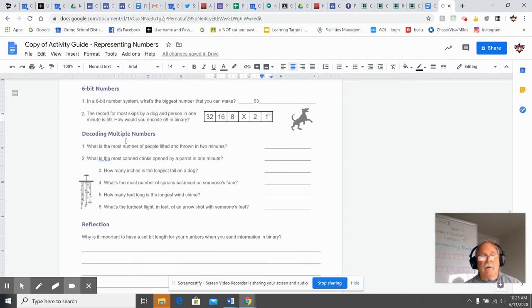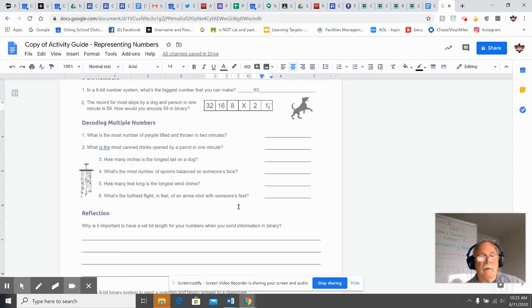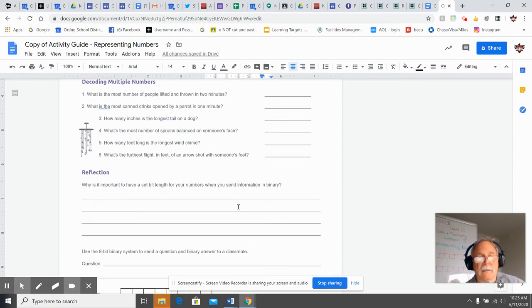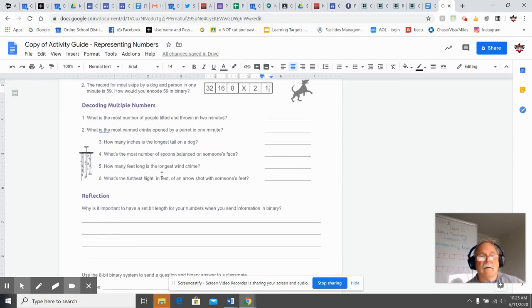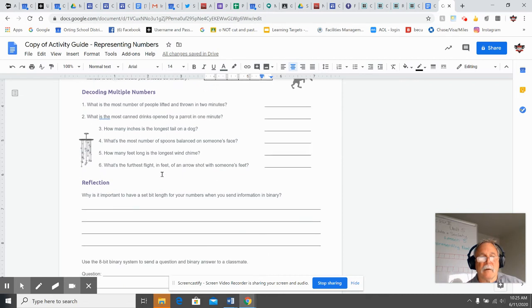Okay, decoding multiple numbers. What's the most people are lifted up and thrown in 2 minutes? These are all you're going to have to look up. So I want you to go online and spend a few minutes looking these up and then writing down what the numbers are for each one. We're going to be using them probably, I believe, in code.org. So go ahead and look those up yourself after we get done here, and write down the numbers for what you come up with.